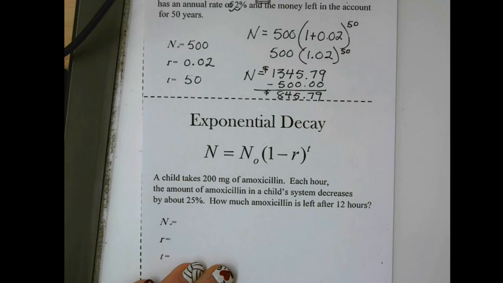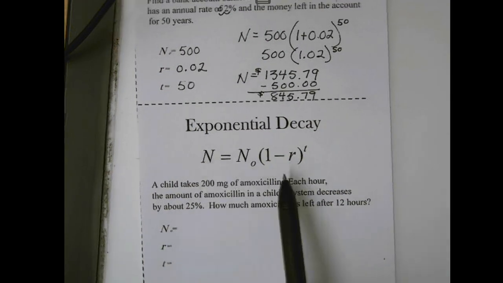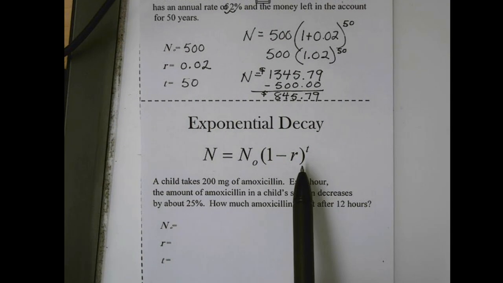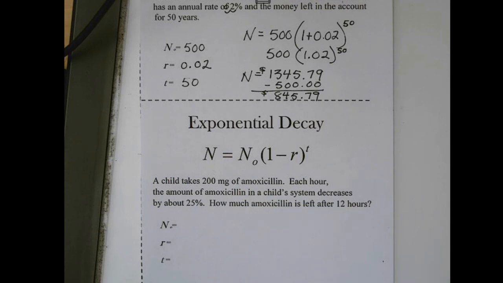Okay, decay. Now if you look at the equation, we're going to subtract the rate because things will be disappearing over time. So here's an example. You have a child that's taken 200 milligrams of amoxicillin. Now, I don't know if this would be true or not. That's why you always want to follow medication guidelines. For this example, each hour the child is losing 25%. So how much amoxicillin would be left in a child after 12 hours?